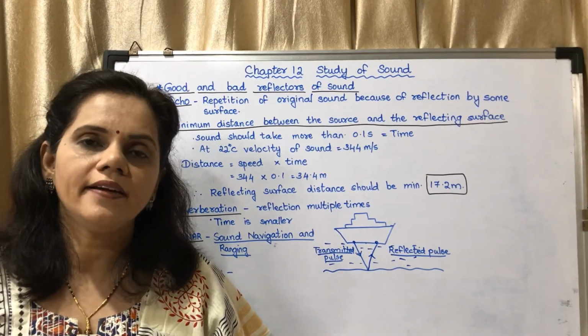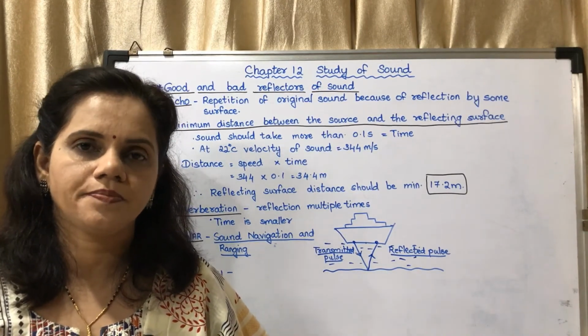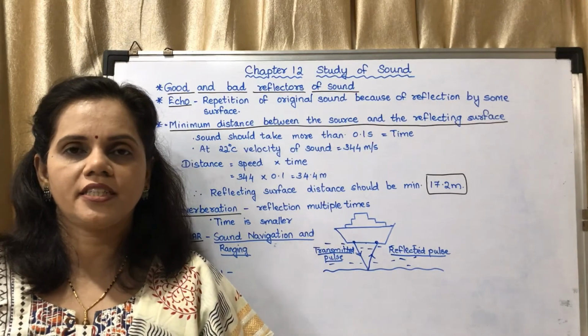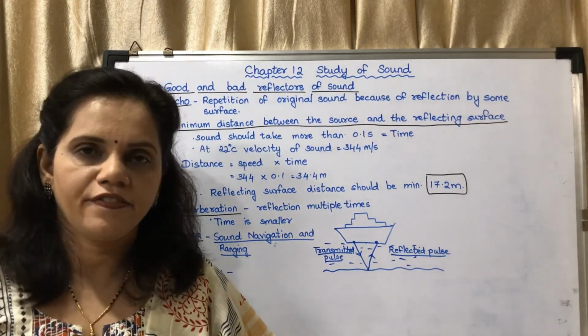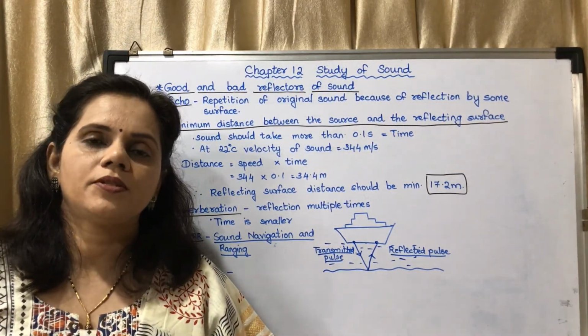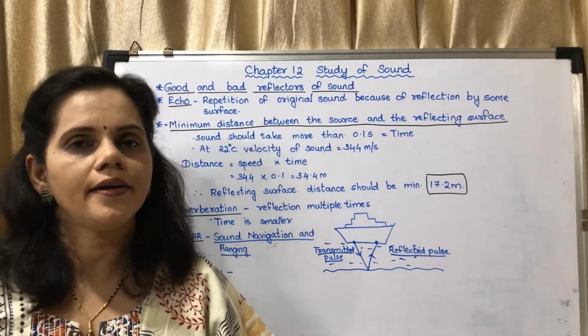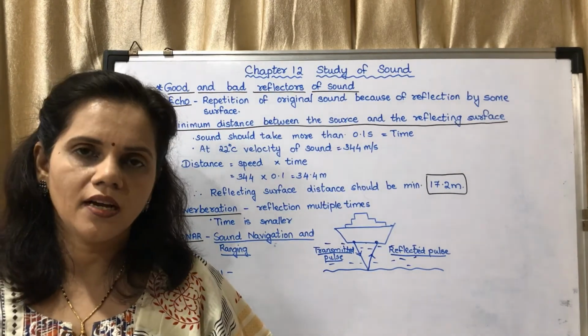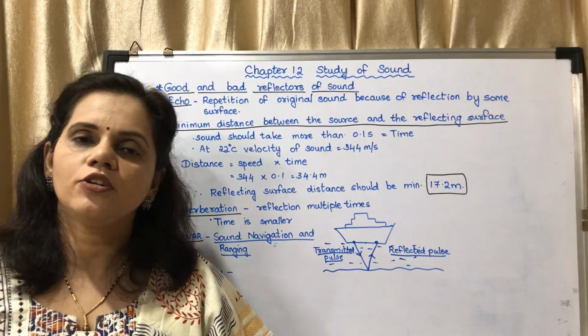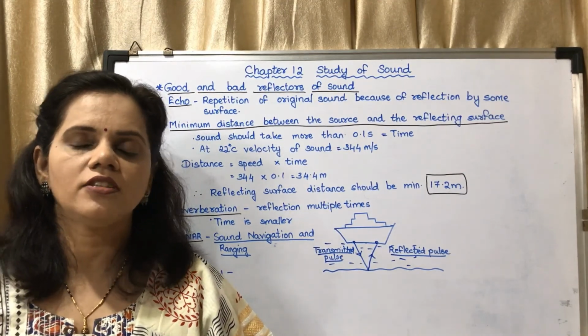Okay, so today we studied about good and bad reflectors of sound. Basically reflection of sound, the two types of reflection of sound, echo and reverberation, sonar and sonography. You may go through the textbook. If you are having any doubt, you may ask.